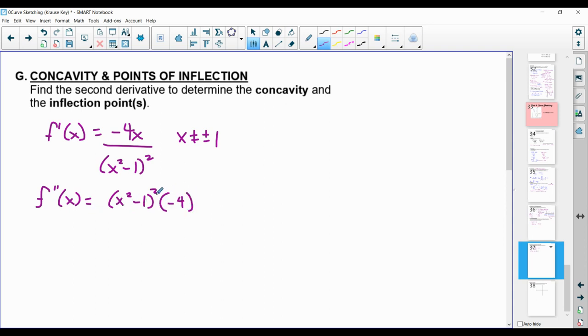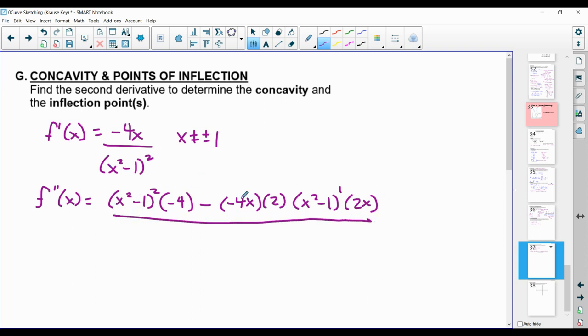So (x squared minus 1) squared times negative 4, minus negative 4x times the derivative of (x squared minus 1) all squared. So remember, we're going to have to use the chain rule here. So 2 times (x squared minus 1) to the exponent of 1, and then the inside piece is 2x. So it's important that when you're doing the derivatives, you don't forget those inner pieces. So down here we've got (x squared minus 1) all squared, and then squared again.